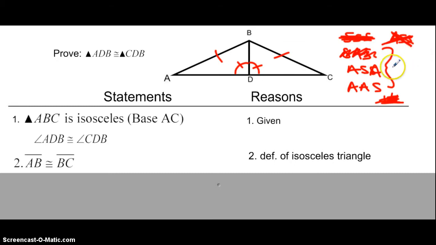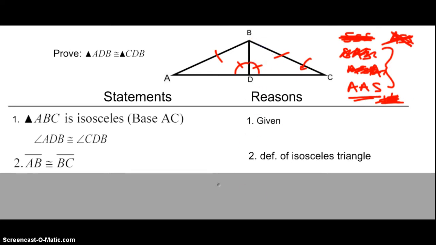Angle, side, angle, meaning that the side's the included part. Well, here's my sides being the included parts. I don't know how I could get this angle and this angle, maybe that angle, congruent to make the side included. So that's going to be scratched off our list. So then we're left with angle, angle, side. Now, can I get angle, angle, side?